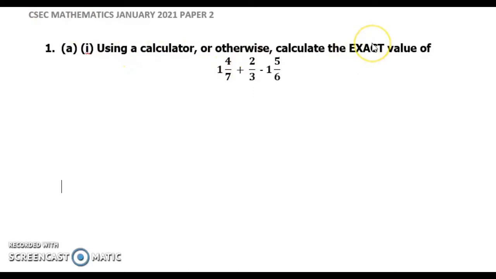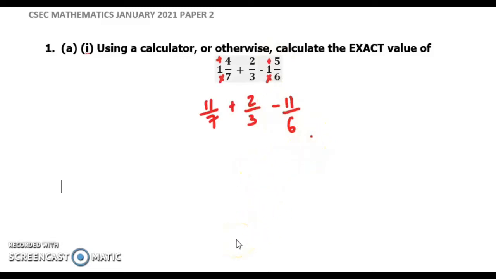So we're going to say 7 times 1 is 7, and the 7 plus 4, we have 11. So now we have 11 over 7 plus, we remain 2/3, and 6 times 1, you get 6, plus 5. Here we have minus 11 over 6.